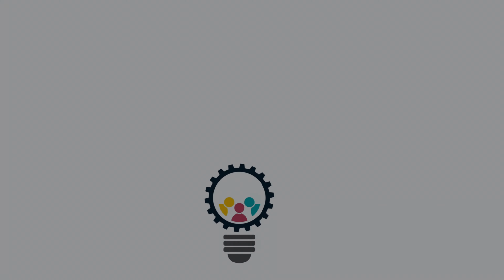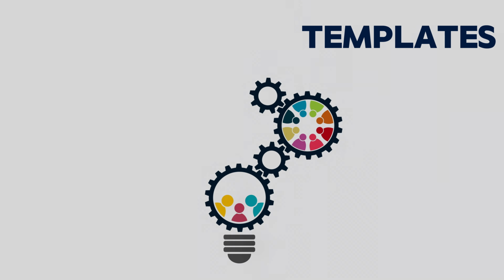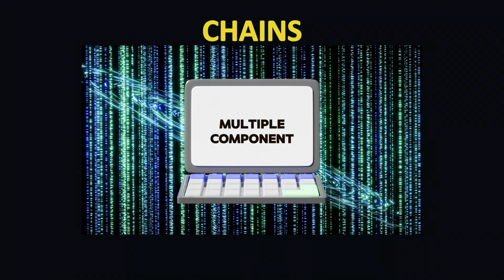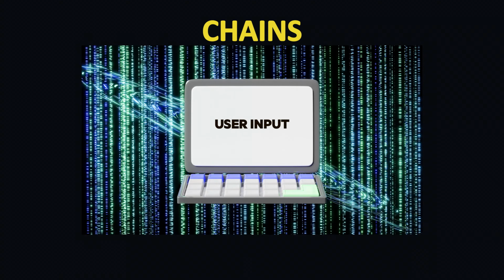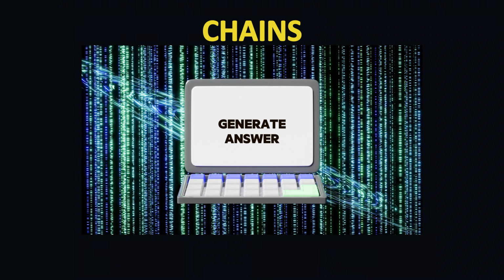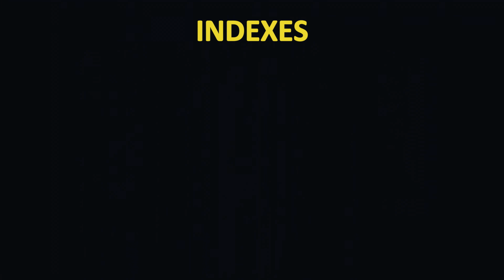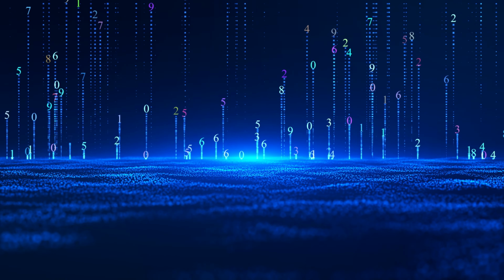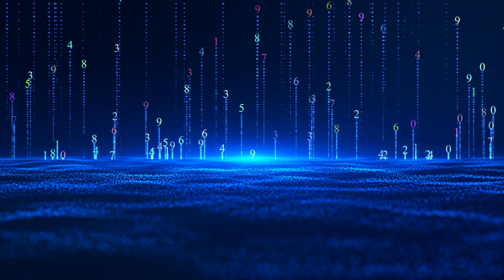Langchain offers reusable templates to make this process easy and efficient. Chains combine multiple components to solve a specific task. They take a user input, process it, and generate an answer using the language model. Indexes. To work well, Langchain needs smooth access to the language model's data. Indexes organize the data and make it very easy to find relevant information.